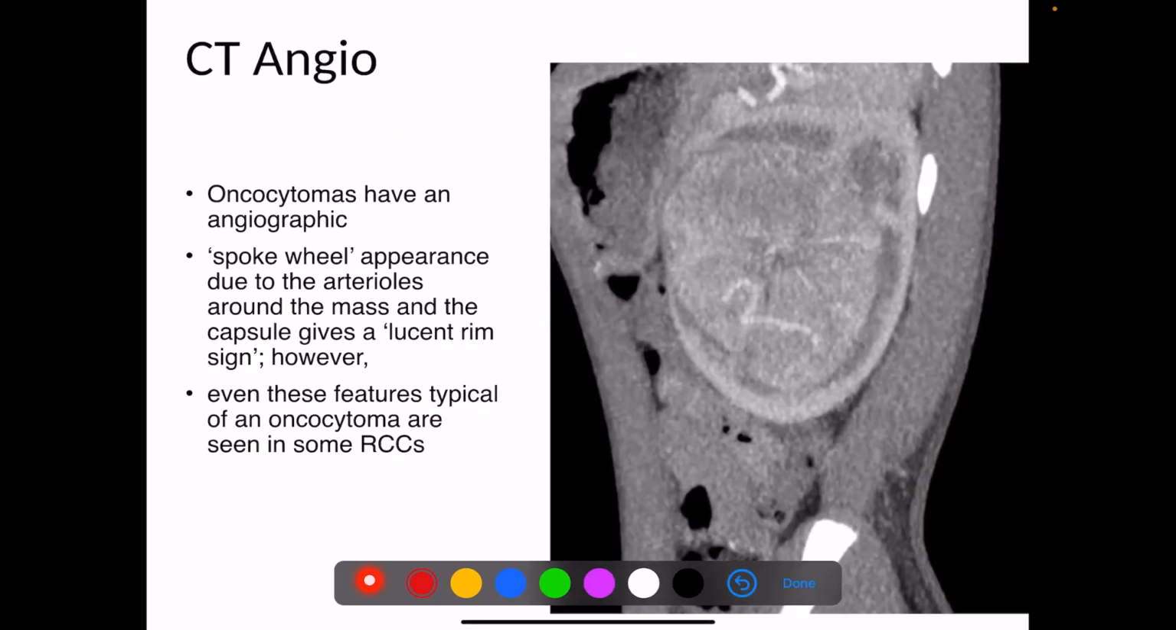Coming to CT angiogram, oncocytoma has a typical angiographic appearance, but it is not characteristic. The spoke wheel appearance is one of the characteristics, but it can appear in other lesions as well. It appears due to the arterioles around the mass, and the capsule gives a loosened rim sign. Even these features can be seen in some renal cell carcinomas.